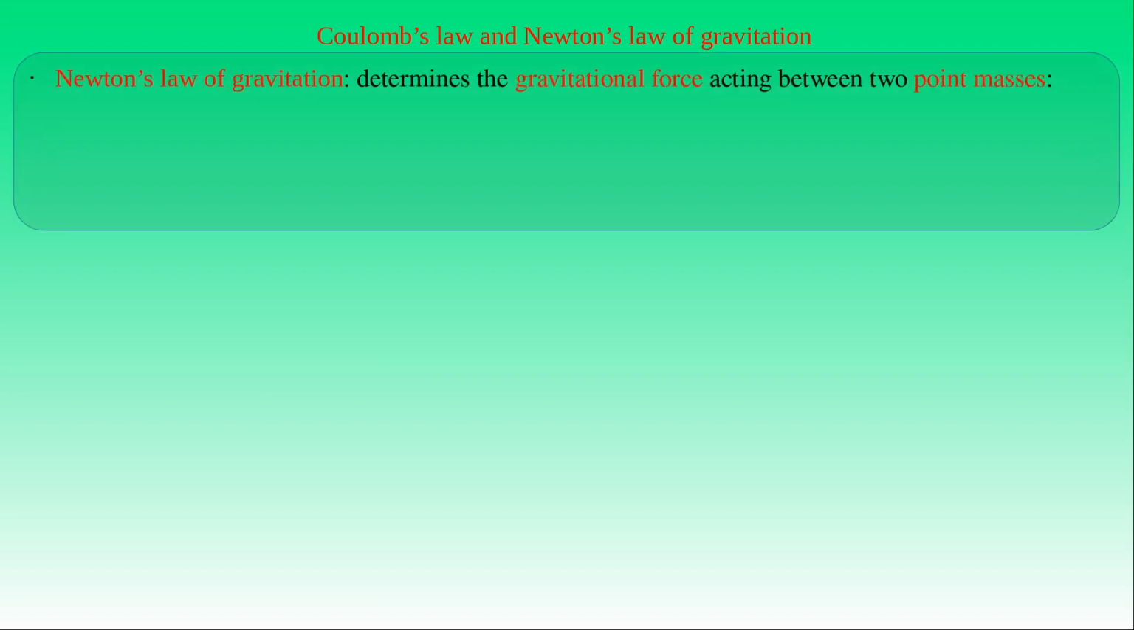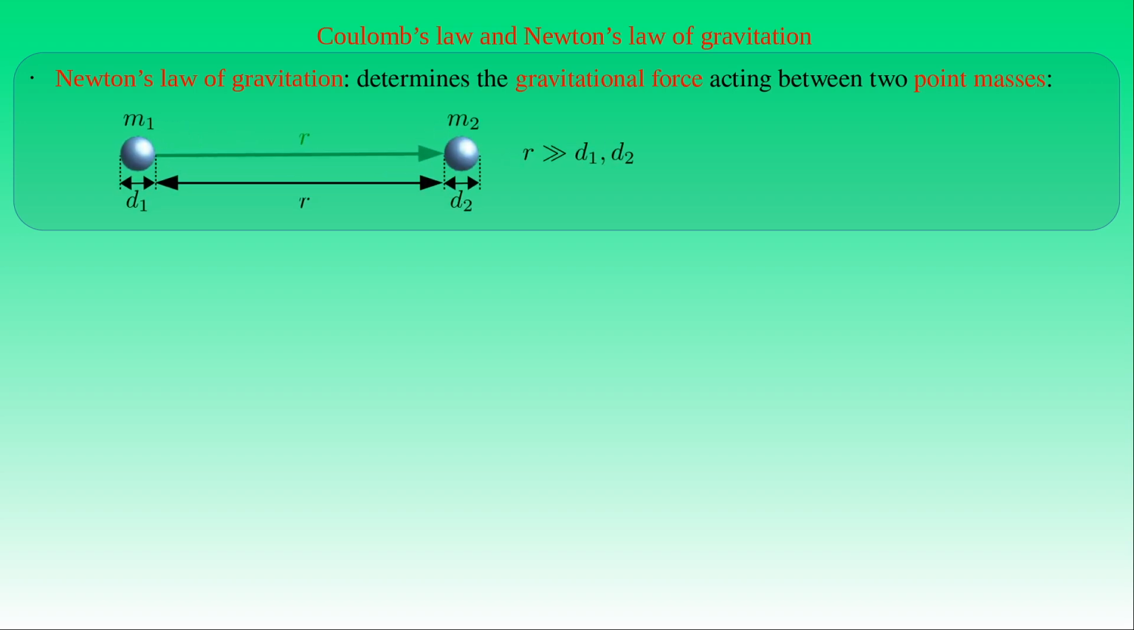If we compare Coulomb's law with Newton's law of gravitation, we can see that they look similar. Newton's law of gravitation determines the gravitational force between bodies. Let us consider two bodies, for example two spheres with the masses m1 and m2 respectively. If their radii d1 and d2 are small compared to the distance r between the spheres, then we can regard them as point masses in the study of the gravitational interaction between them.